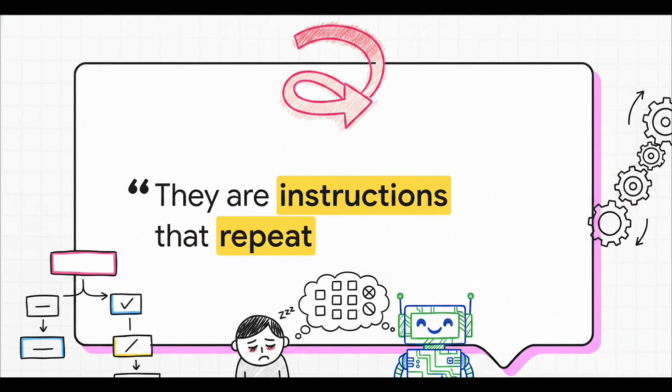So how do we actually stop repeating ourselves? Well, we use a loop. But what is a loop, really? At its core, loops are just instructions that repeat.